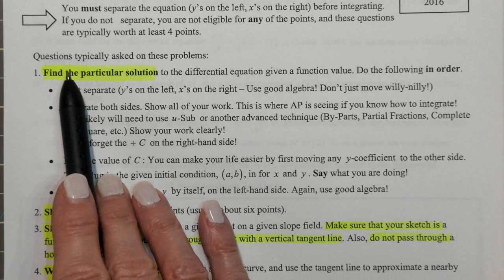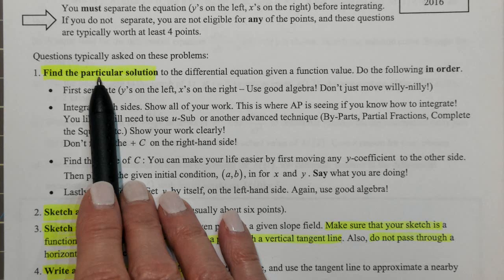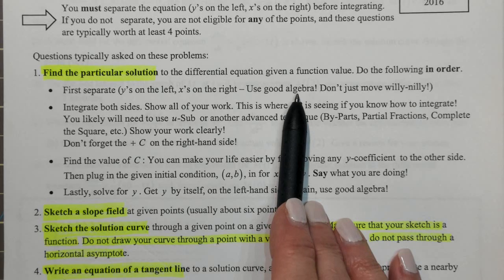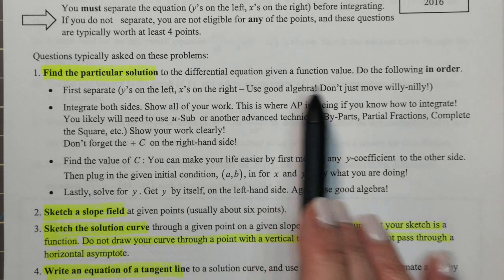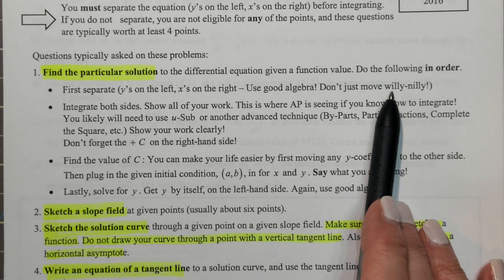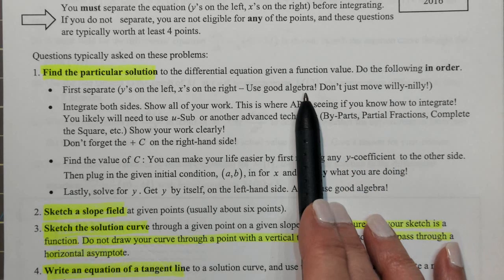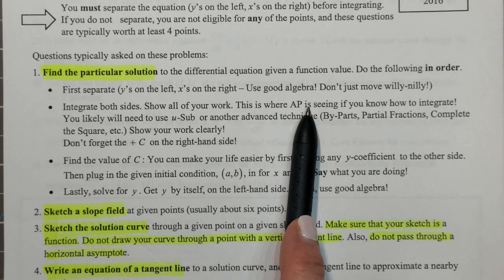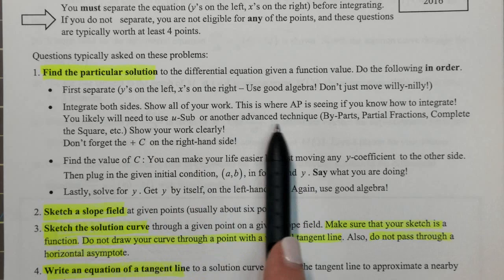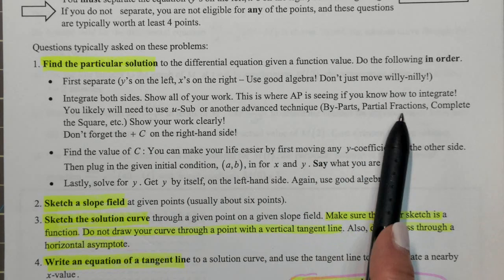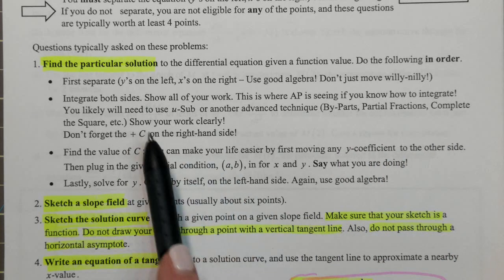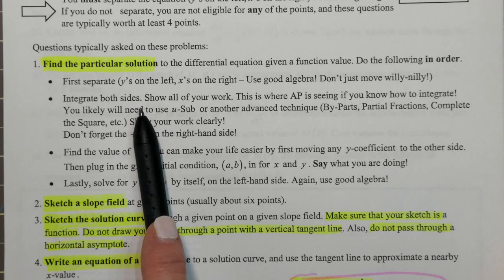Questions that typically are asked, definitely finding a particular solution. Use good algebra. Use algebra to move the y's to the left-hand side. Do not use magic to get them over there. There's no crane that picks up your y's and moves them to the other side. Algebra does it. Integrate both sides. This is where AP is seeing if you know how to integrate. Maybe use U-sub. If it's a BC only one, then you'll need to use integration by parts or partial fractions, complete the square, one of those things. Show your work. They're saying, do you know how to integrate?